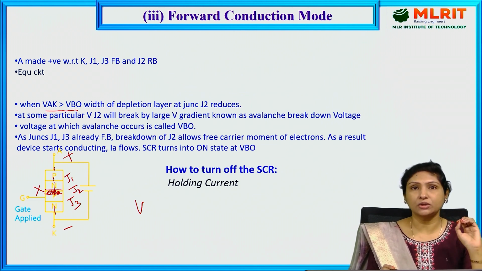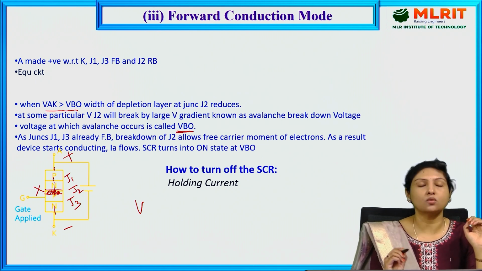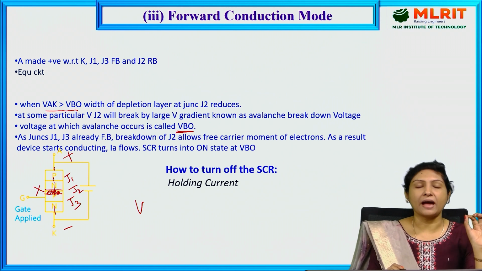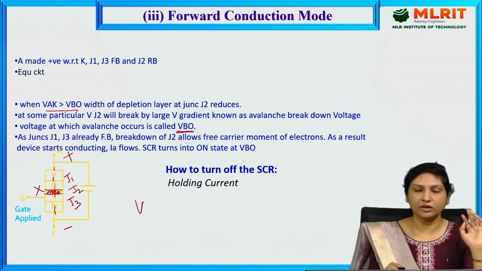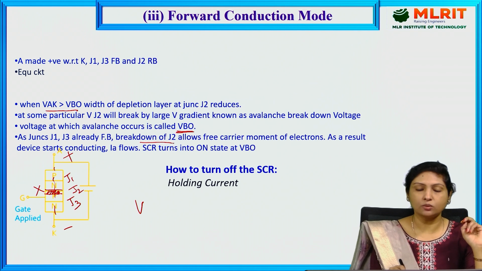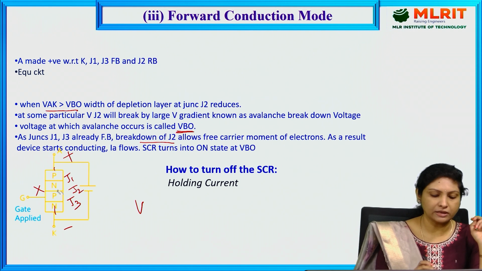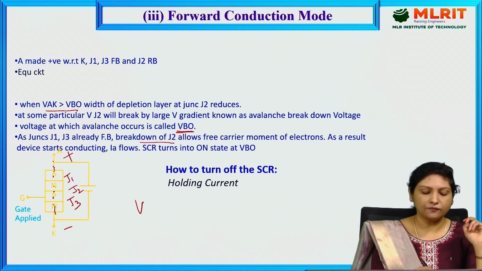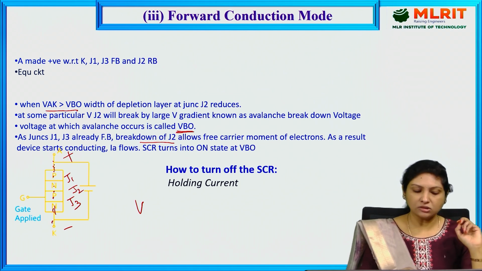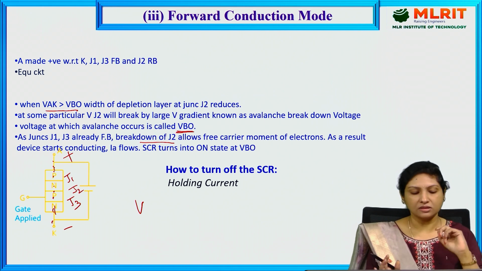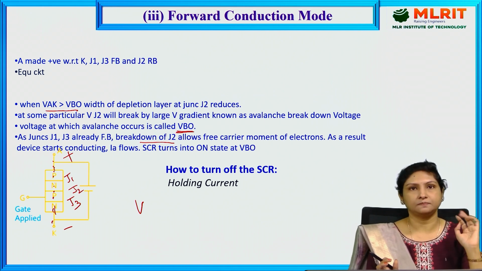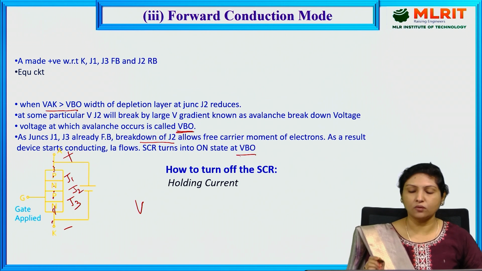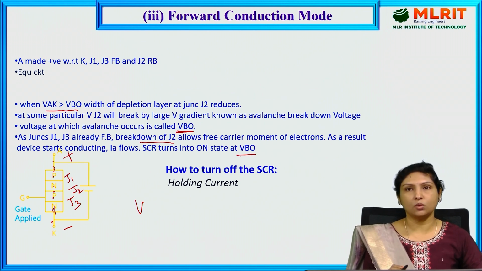And the voltage at which avalanche breakdown occurs is called VBO, that is, forward breakover voltage. So, as junctions J1 and J3 are already forward biased, and because J2 breakdown has taken place, there is no barrier as of now. Because of this, the device allows forward current flow, free carrier movement of the electrons through the device, and that is how the device comes into the on state at the particular voltage called VBO, also called the forward breakover voltage.